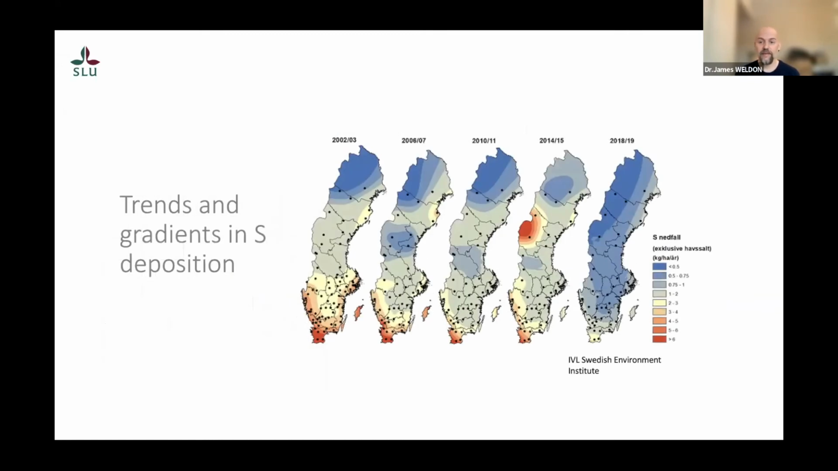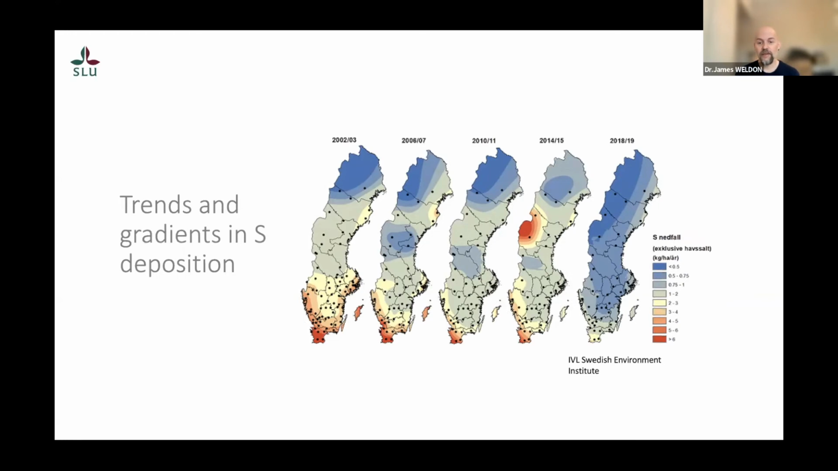So we can see a time series from left to right here showing deposition in Sweden. We can see that it's declined over time. The blue areas have expanded from left to right as time progresses. The red areas become smaller or disappear. Another phenomenon we can see is this north-south gradient.